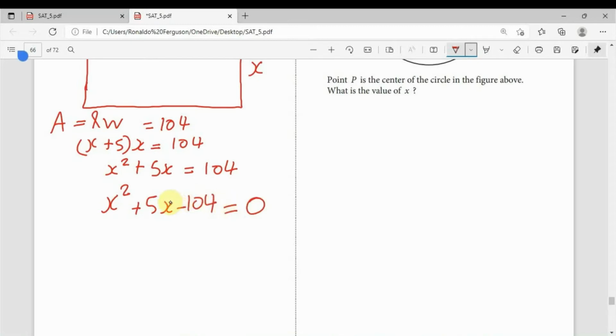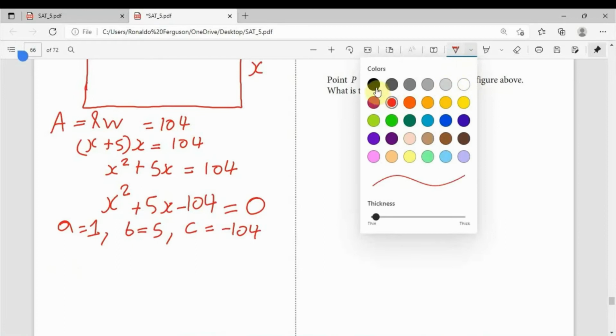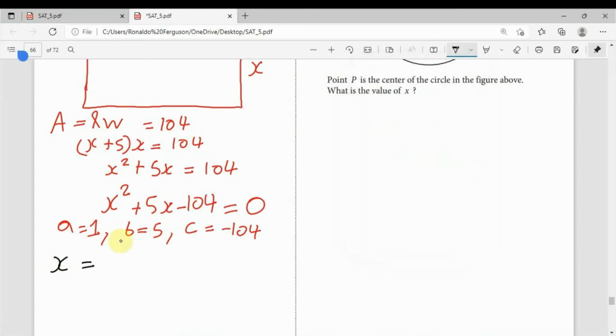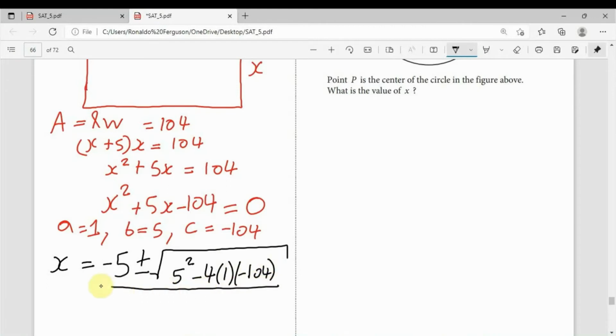All right, now, when you get to this stage, guys, remember the quadratic formula that we did last term? The coefficient of x squared is 1. The coefficient of x, the b, is 5. And your constant c is minus 104. In that case, you use the quadratic formula. Alright, and you'd say x is equal to minus b, which is negative 5, plus or minus the square root of b squared minus 4ac, divided by 2a. 2 times 1 is 2.